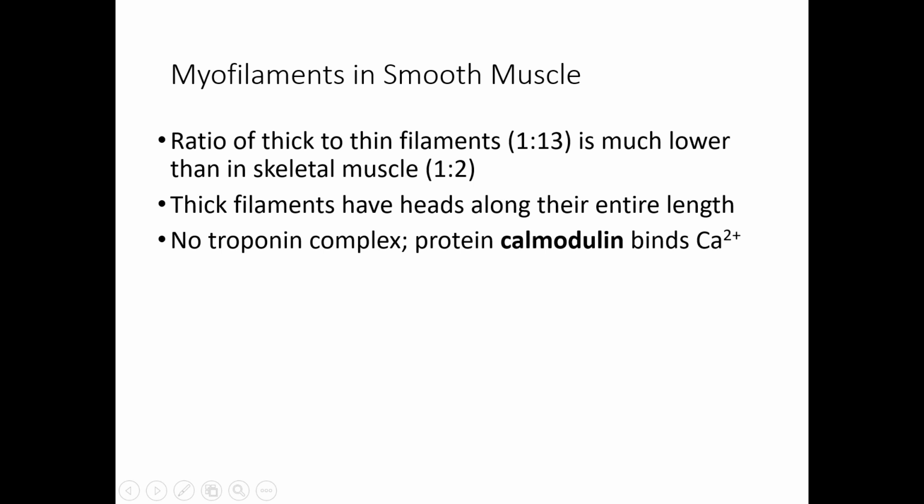There are still myofilaments in smooth muscles, thick myosin and thin actin filaments, but the ratio of them is different, 1 thick filament to 13 thin filaments, while in skeletal muscle that ratio is 1 to 2. There is no troponin or tropomyosin protein, remember those were attached to actin in skeletal muscles. Instead, the calmodulin protein binds calcium for contraction, for forming bridges between actin and myosin.